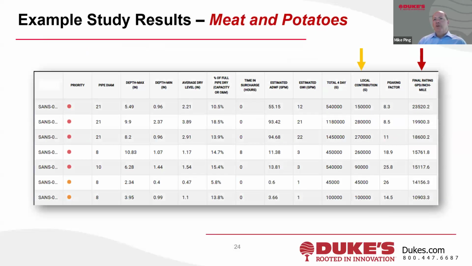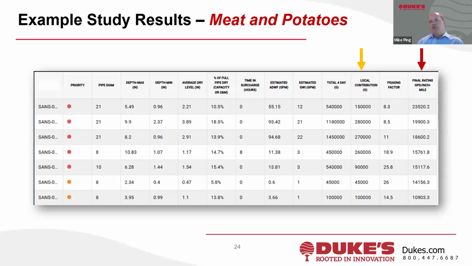A close-up view here of what I'm going to call the meat and the potatoes. Just going left or right, this SANS, that's the asset identifier here. I truncated it, so it's kind of cut off there. But we have the priority, the pipe diameter, the maximum depth, minimum depth, the average dry level depth. And then we take that and put that in a percentage just to see. Sometimes we see that the pipe is 80% full during dry weather, right? So it's worth calling out.